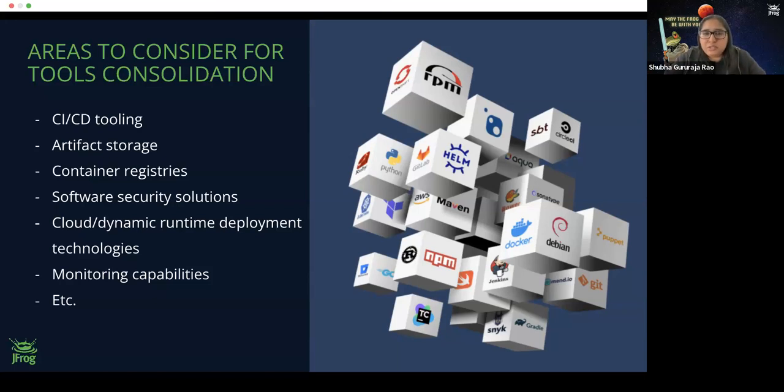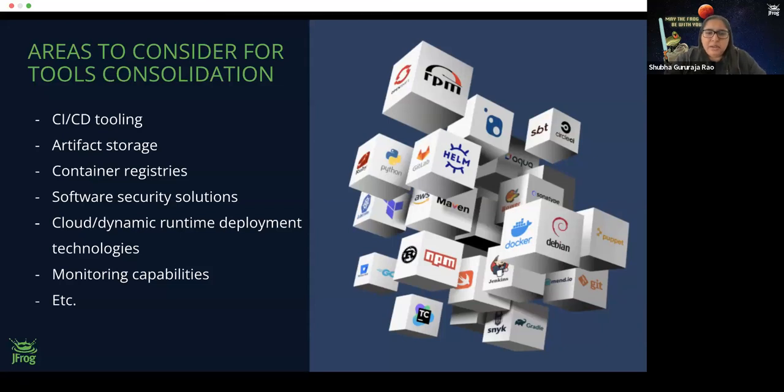Software security solutions, we talked about it, right? There are some solutions wherein you do want to have more pointed ones, but try to also uniform or standardize some of these solutions across your different orgs or BUs so that it's easier to manage and maintain.